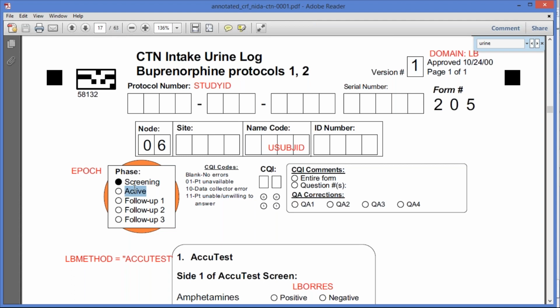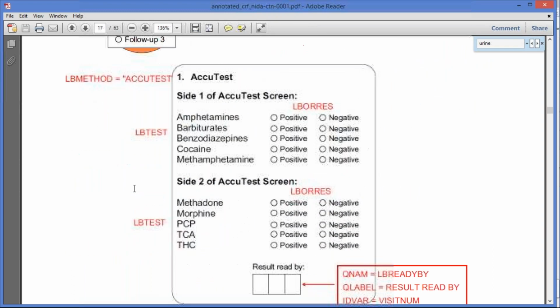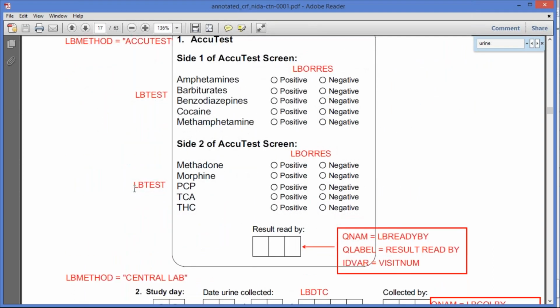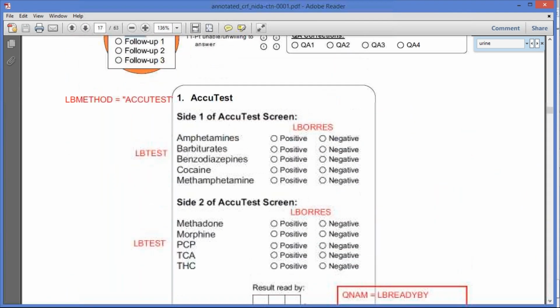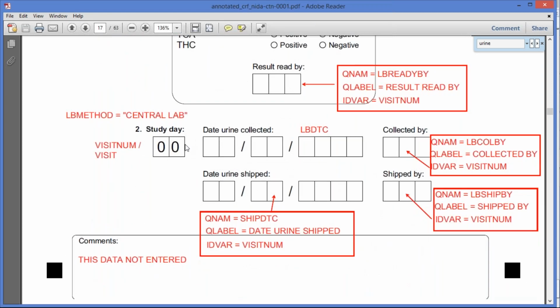You can see these are all the parameters. Positive, negative, methadone, morphine. So we'll do this, you can see. Day 0 means before the study, before the treatment. Before we start the treatment, it is day 0.